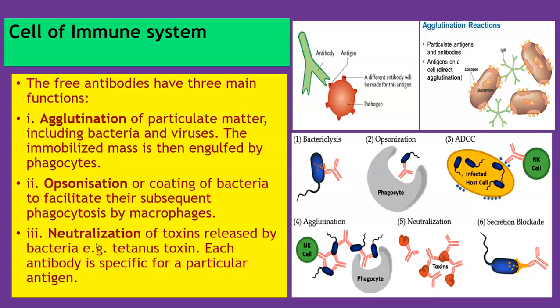Then the next activity that the free antibodies do is neutralization of the toxins released by the bacteria. Example, tetanus toxin. Each antibody is specific for a particular antigen. So here you can see neutralization activity happening, which is a little similar to your agglutination reaction, where neutralization is done with the toxin. So here you do not have the bacterium but you have a toxic component of the bacterium. So this is also held and immobilized, in such a way that the toxin cannot have its effect on us. So this process is called neutralization. So there are different ways in which these free antibodies help in preventing the pathogen from causing any harm to us.